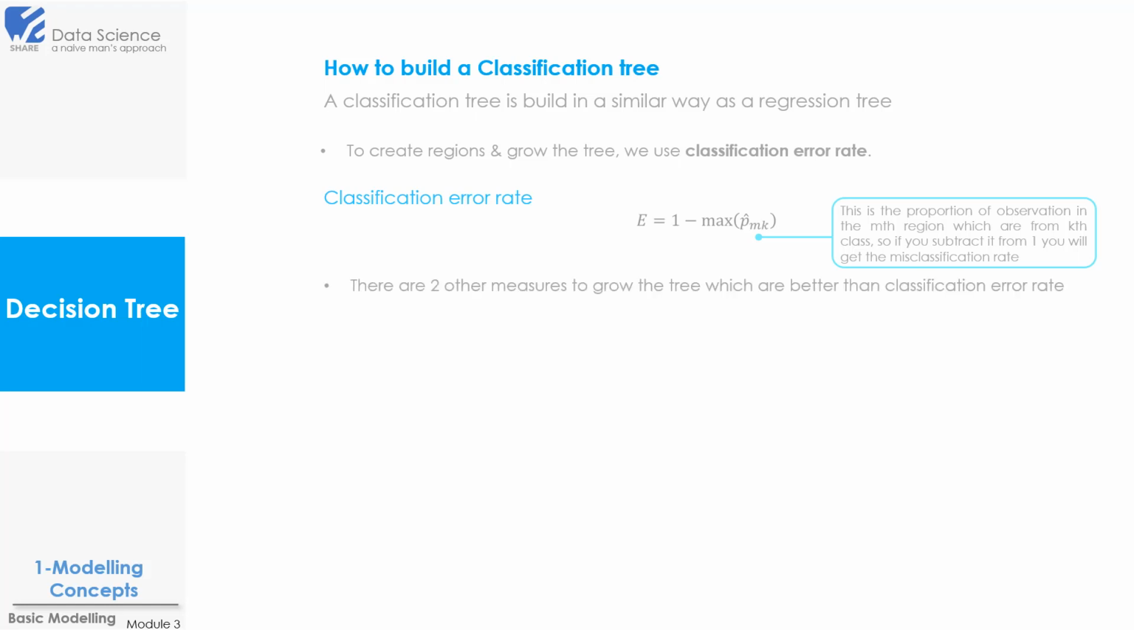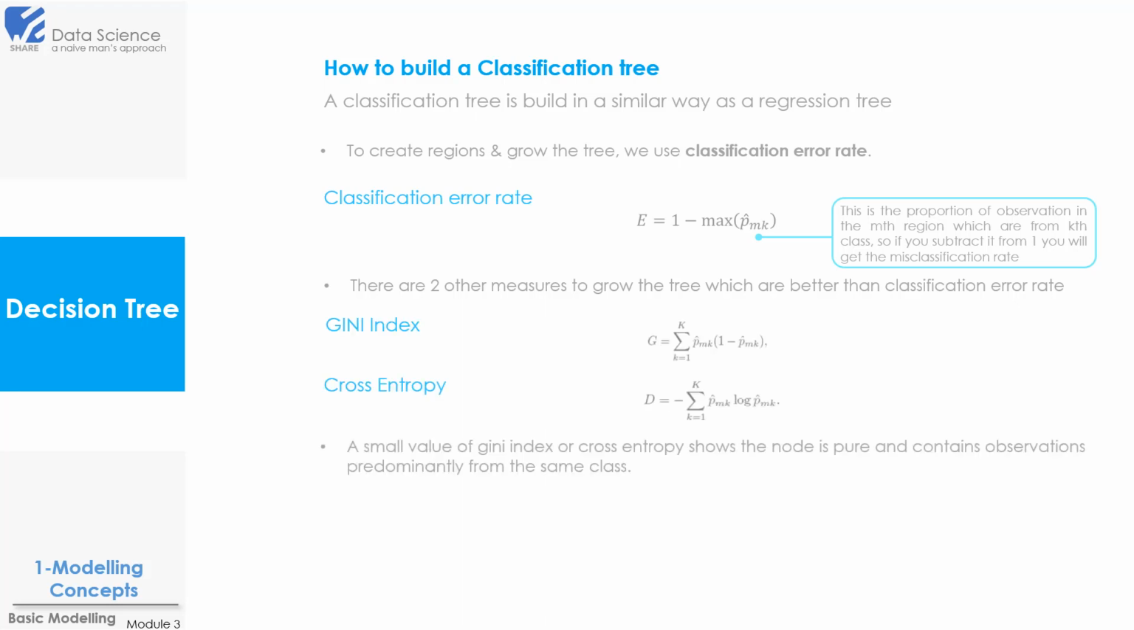However, it turns out that classification error rate is not the best way for growing a tree. So in practice, two other measures are preferable for growing the tree. First is the Gini Index, and the formula for it is shown here. And second is the cross entropy. Again, the formula is given here on the screen. Now a small value of Gini Index or cross entropy shows the node is pure and contains observations predominantly from the same class. So our goal while growing a tree is to minimize the Gini Index or the cross entropy. So that is how we build a classification tree.